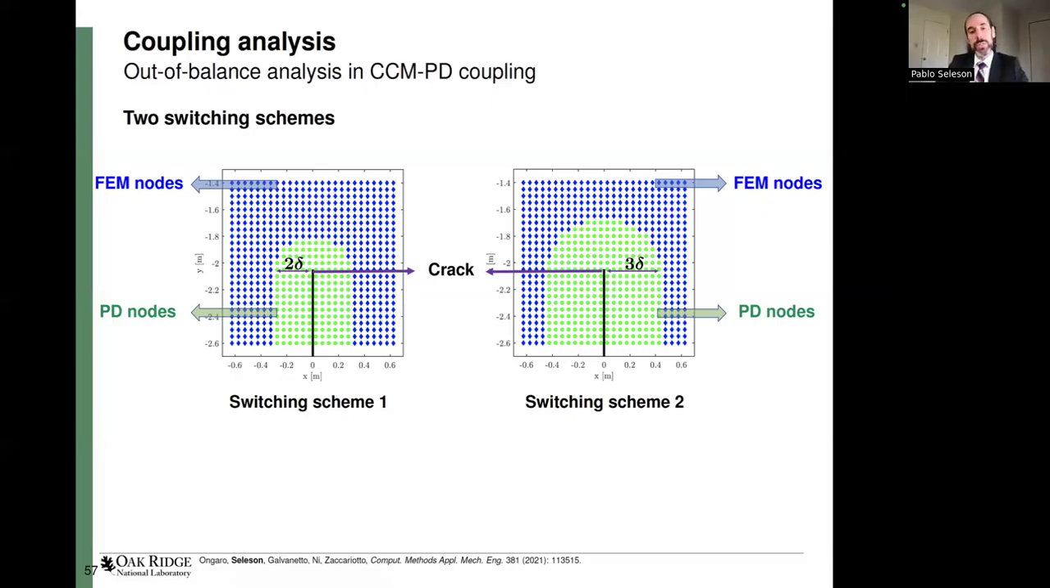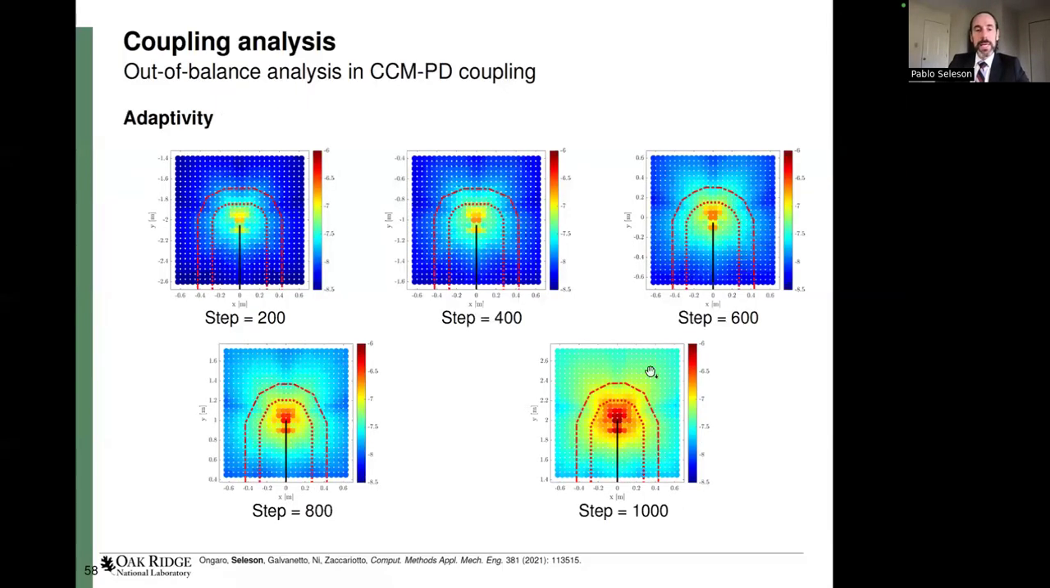And what we are going to use here is a switching scheme. So as the crack propagates, we are going just to change finite element nodes into peridynamic nodes. Here is the adaptivity in time for different steps. We have the crack propagating, and then the two interfaces correspond each one to a different switching scheme. They evolve with the crack.